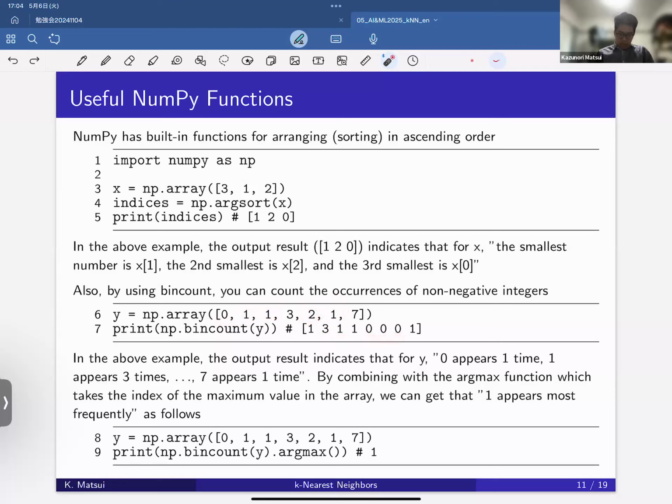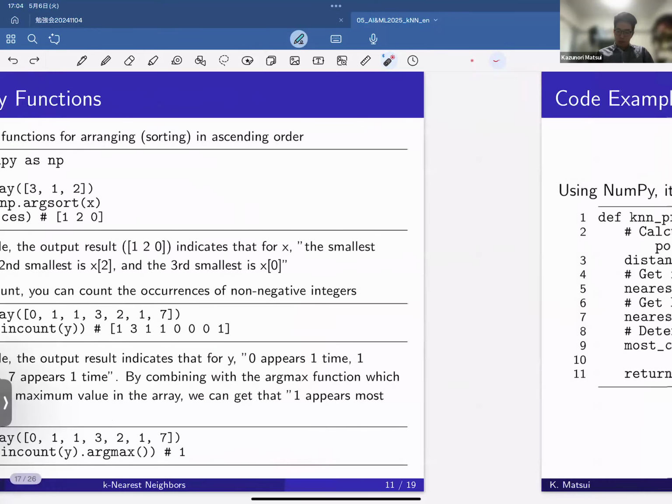Combined with the argmax function, np.bincount(y).argmax() tells us that 1 is the most frequent value. Using these functions, we can efficiently implement the k-nearest neighbors algorithm.